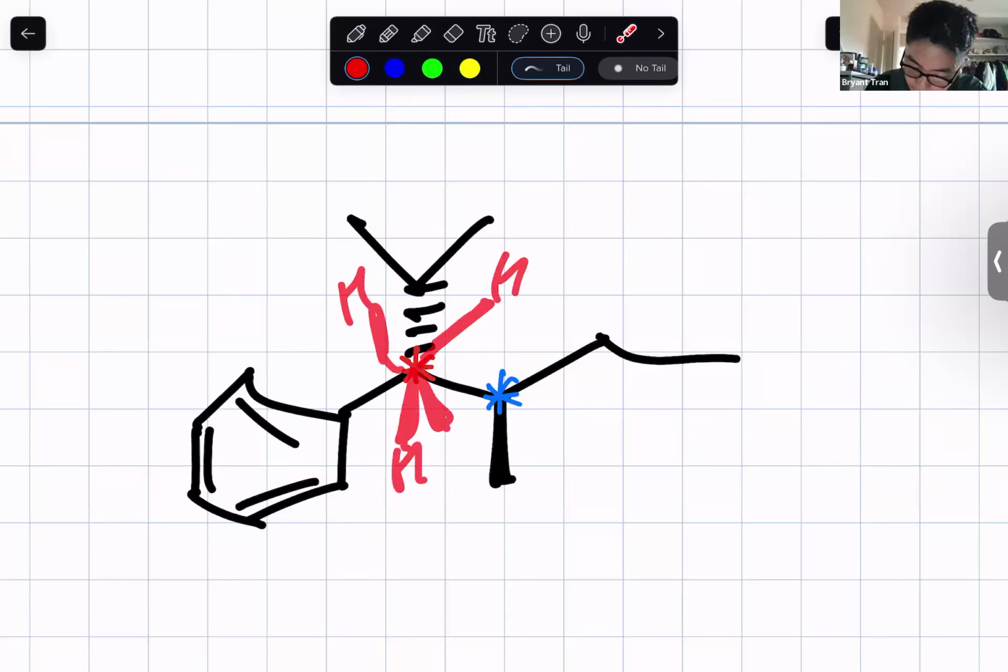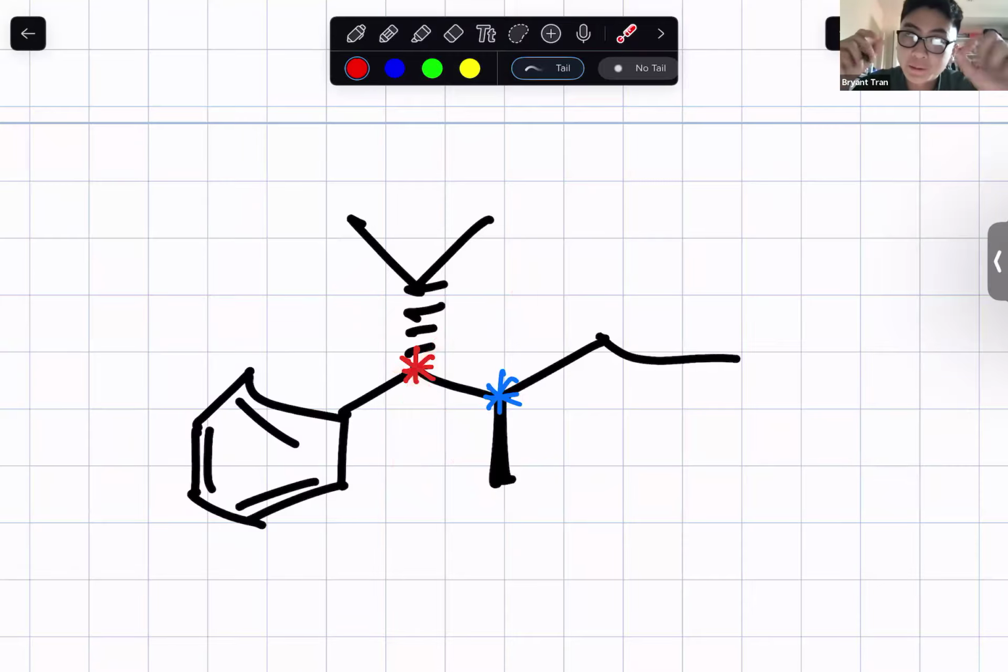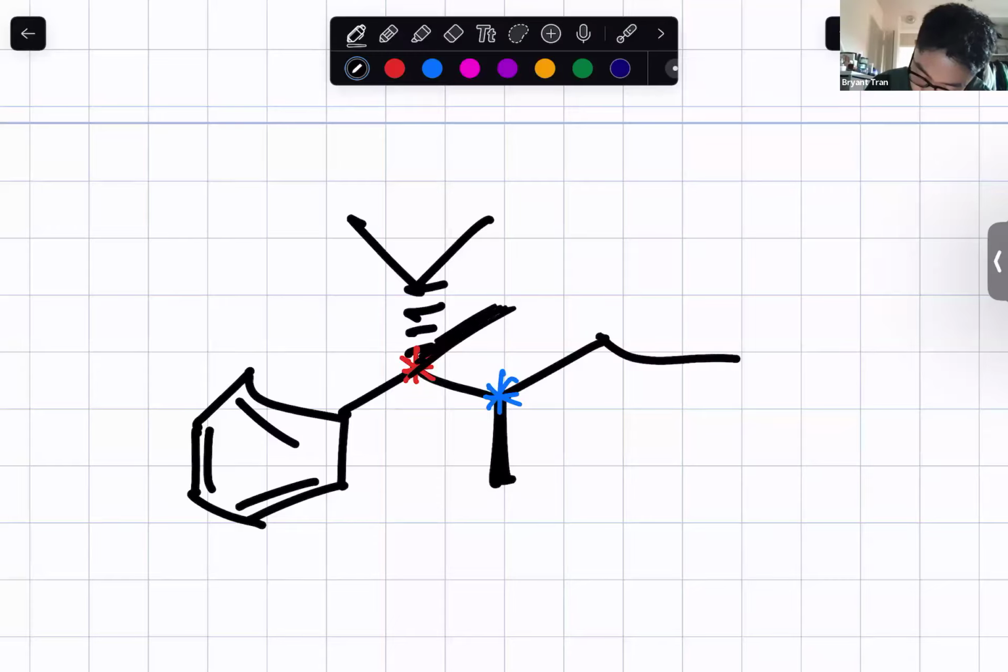It does not matter because you know how when we do the direction, clockwise is R, counterclockwise is S. The fourth group does not matter on what direction it is because the lowest priority group will always be on the backside, on the dash, right? But what do you notice about this hydrogen here on this carbon? It is not on the backside, but it is on a wedge. So when you do it normally, what do you have to do at the end, right?